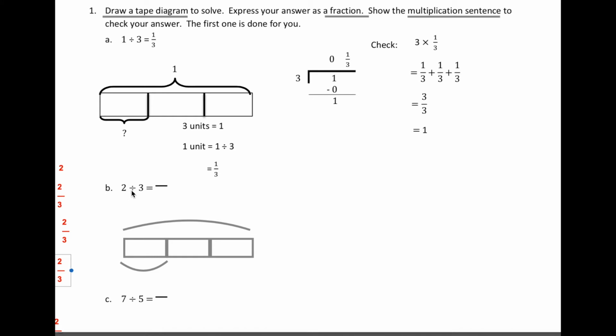We have 2 divided by 3 is equal to blank. Okay, first step, draw a tape diagram. I've already done it for you, and the way I did it was the second number tells you how many units or boxes there are going to be. So according to the second number, there should be 3 boxes or 3 units. 1, 2, 3. Okay? This first number tells you what it's all equal to. All right? So the first number tells us what 3 units would be equal to, and that is 2.